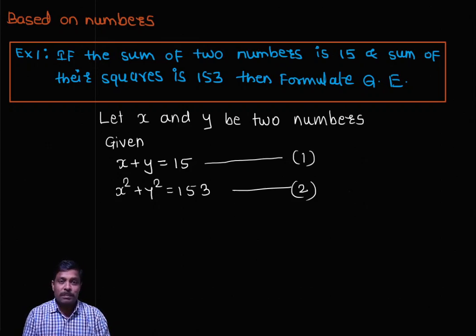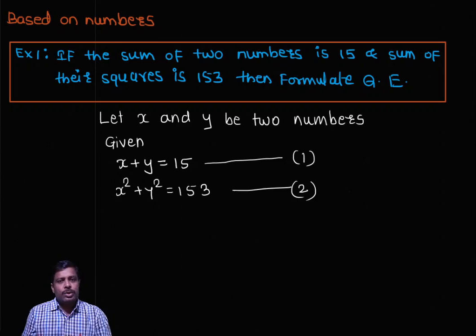And the answer is very simple. You have two relations, two equations in two variables, equation 1 and equation 2. Now do only one thing. From equation 1, find the value of y in terms of x and put that value of y in equation 2 instead of y, then you will get a quadratic equation in terms of x.